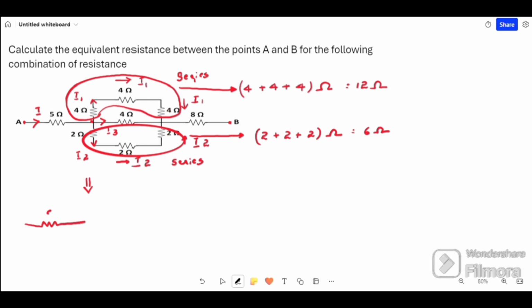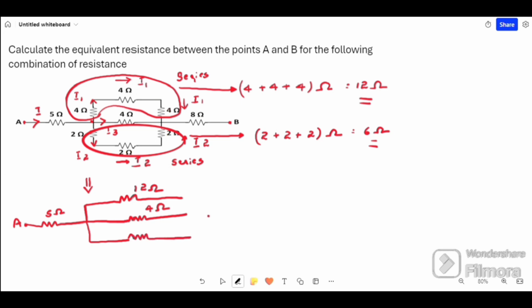Now we will draw the equivalent circuit. We will retain the 5 ohm resistor as it is, and point A. We know that all 3 4 ohm resistors are replaced by 12 ohm. After that, the middle 4 ohm resistor is retained as it is. Again we know that the entire 3 2 ohm resistors are replaced by a 6 ohm resistor. Then we have one resistor 8 ohm and point B. This is the equivalent circuit.